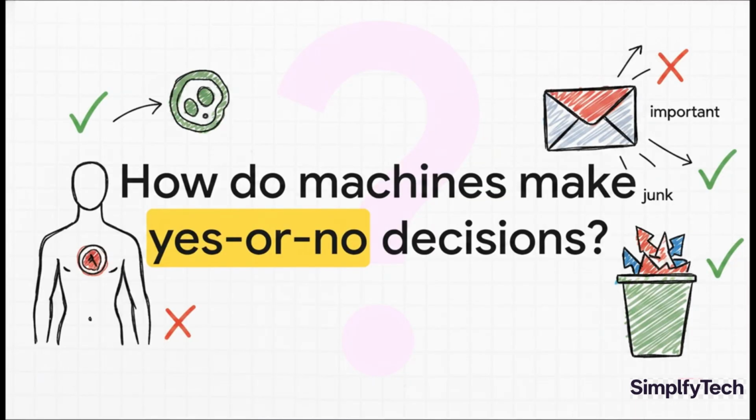So this is really the core question we're tackling. Whether it's a medical system that's trying to flag a tumor as malignant or benign, or just a simple spam filter deciding if an email is junk, machines are constantly making these binary choices. The real question is, how do they get so good at it?